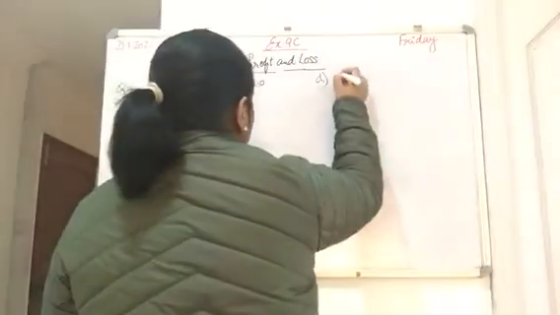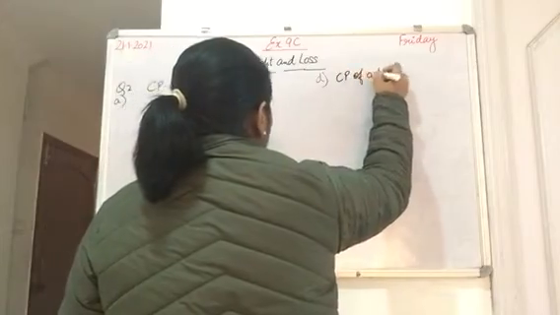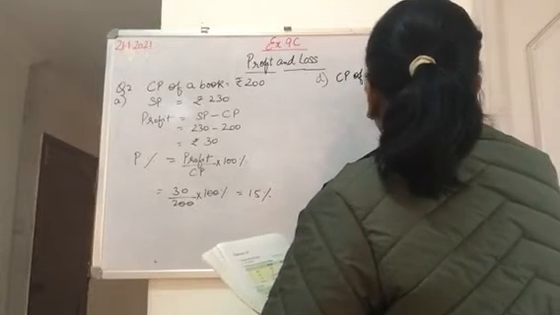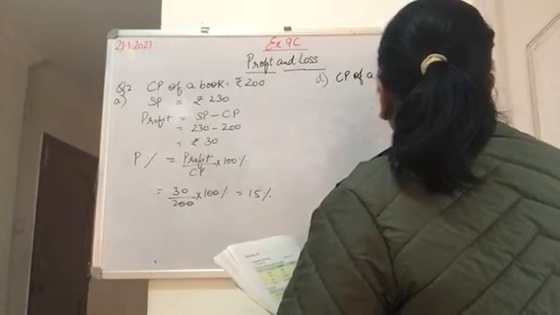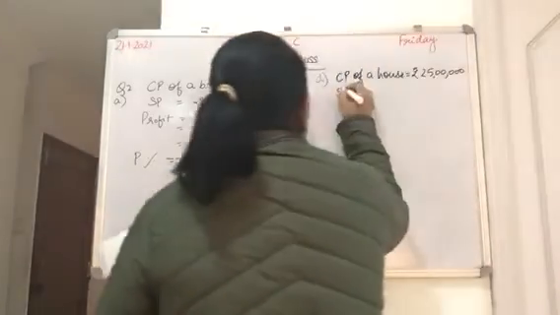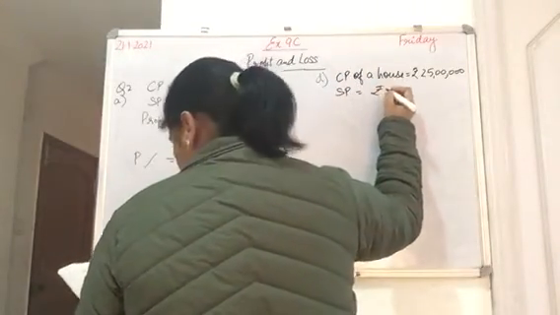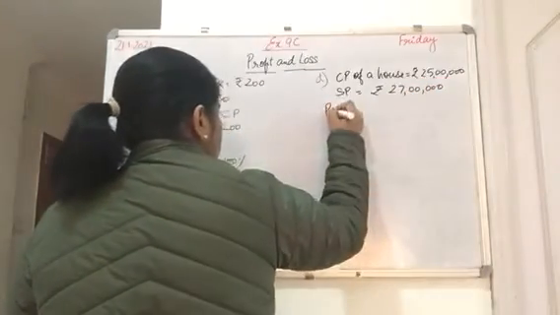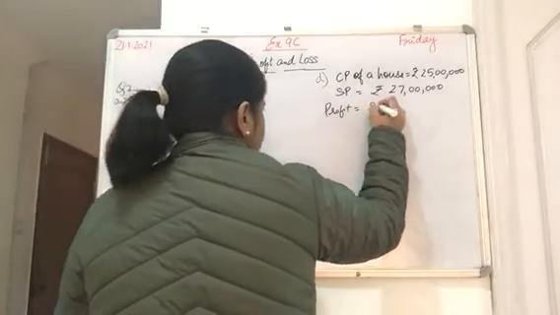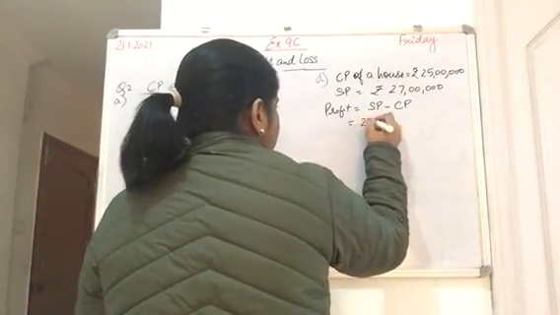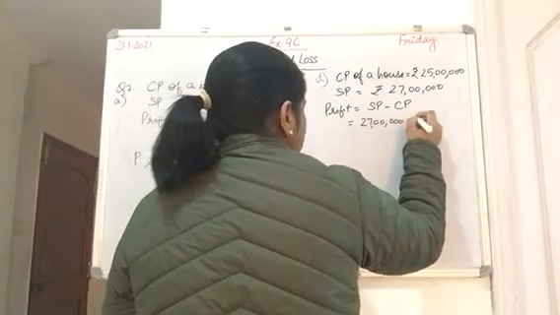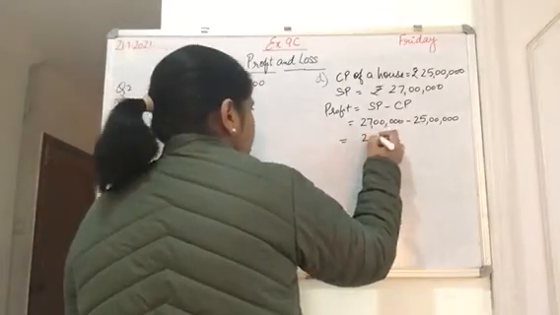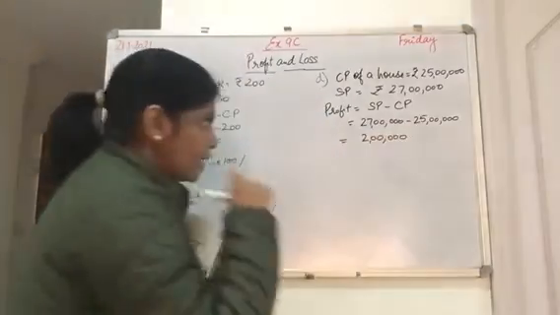Cost price of a house is given as 25 lakh. Now selling price is rupees 27 lakh. So profit is SP minus CP, 27 lakh minus 25 lakh. So it will be 2 lakh. Now 2 lakh is the profit.